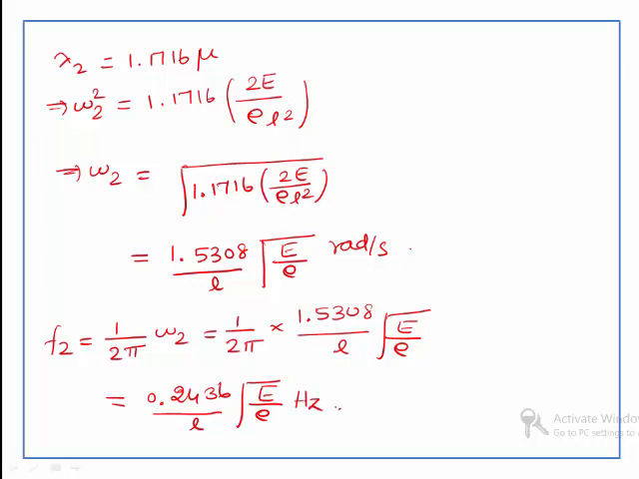So this is the answer. F1 and F2 natural frequencies of two mode shapes. So in this result, if we know the value for the Young's modulus, mass density and length of the entire element, we can easily predict the natural frequency values of two mode shapes.